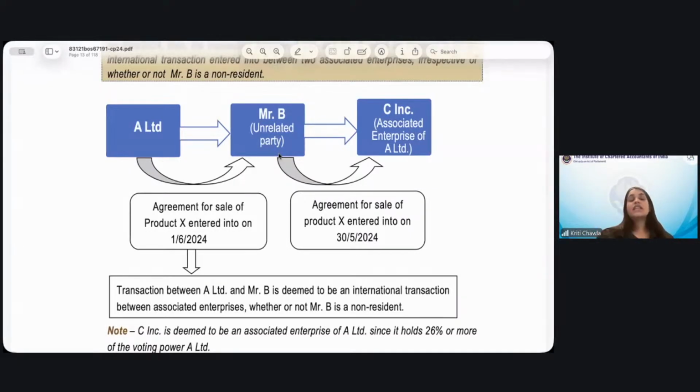So I do understand that A Limited and Mr. B, they are unrelated parties. They are not related to each other. But still, because they were trying to circumvent transfer pricing provisions, we'll call them a deemed international transaction. And transfer pricing provisions will be applicable to these two entities also.